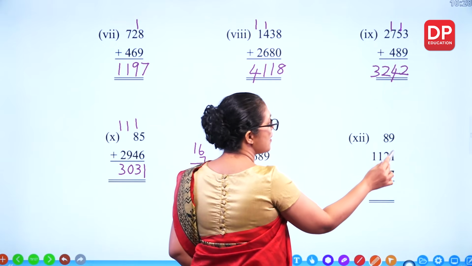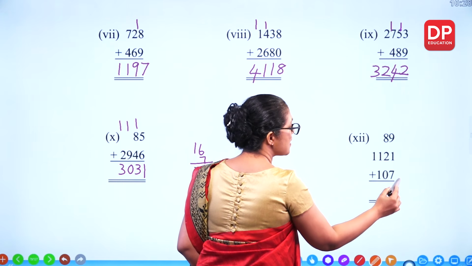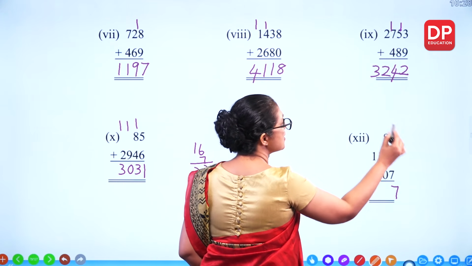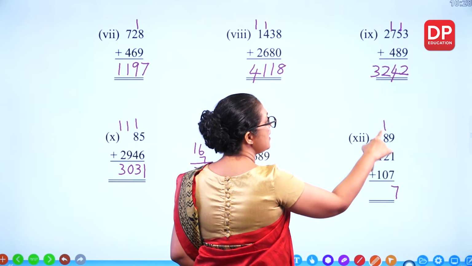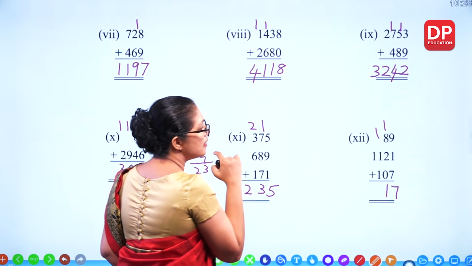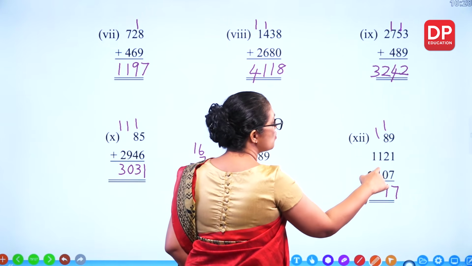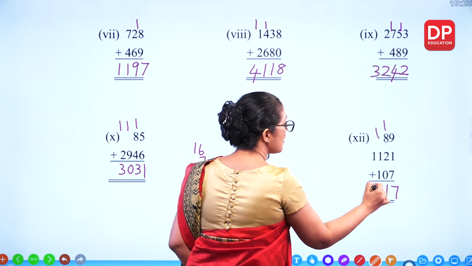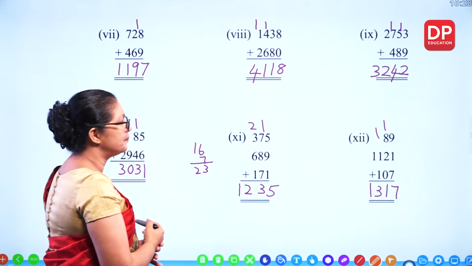Here you get 9 plus 1, 10. 10 plus 7, 17. Take 1 there. 10 and 1, 11. Another one here. So you get 1, 2, 3. And 1 there.